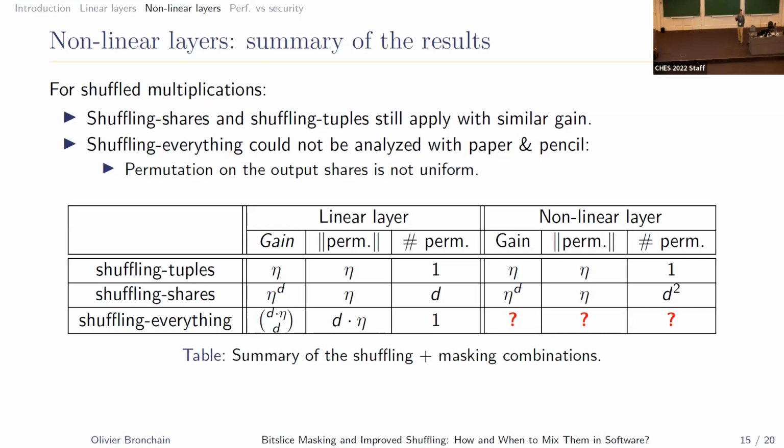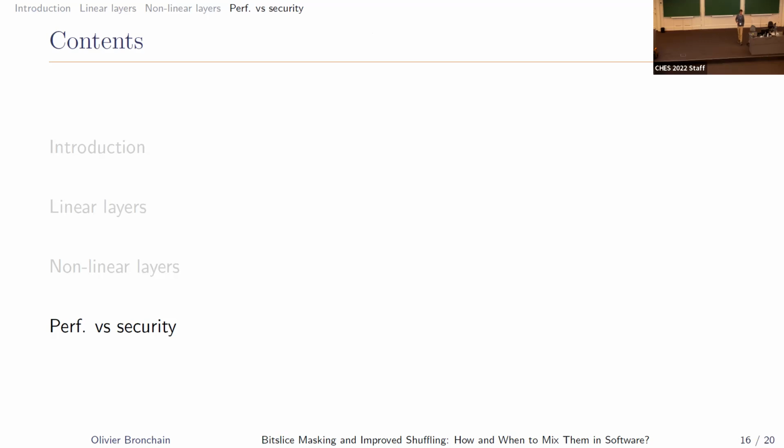So in the following of the talk, I will just focus on nonlinear layers, because that's the most expensive part in masked implementations, and on shuffling the shares, because it's the one which is providing us the amplification effect that we are expecting. Yeah, so that's it. Perfect. Now I'll jump into performance versus security and explain the trade-off we can have.